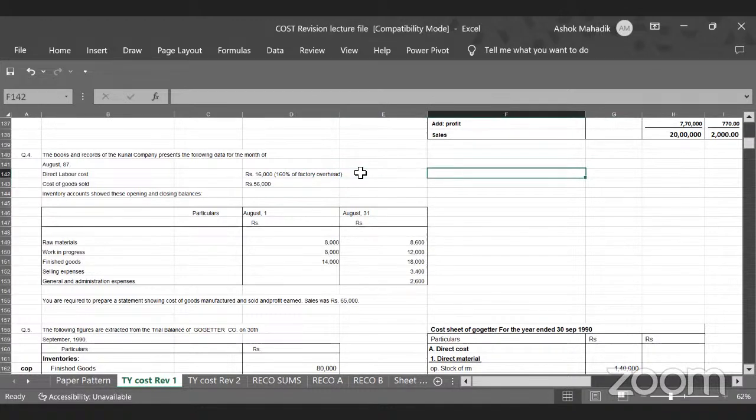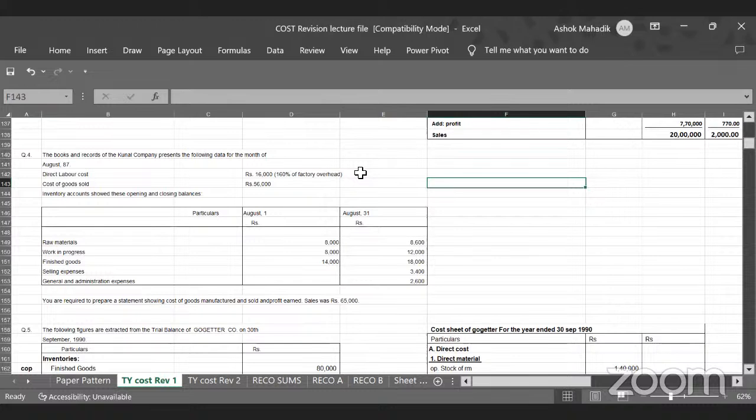Okay. Now, what information they have given? Direct labor cost is given 16,000, which is 160% of factory overheads. Cost of goods sold given 56,000. Then inventory information is given to us. Raw material opening and closing is given for first August and 31st August. WIP and finished goods also opening closing is given. Sales expenses given. General, that is office expenses are given. You are required to prepare statement showing cost of goods manufactured and sold and profit earned till 65,000.